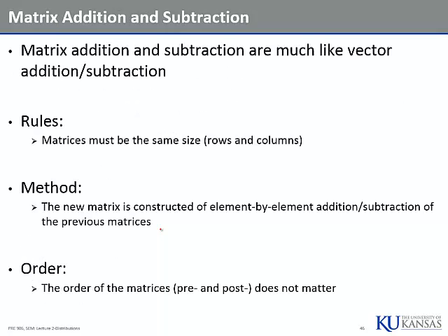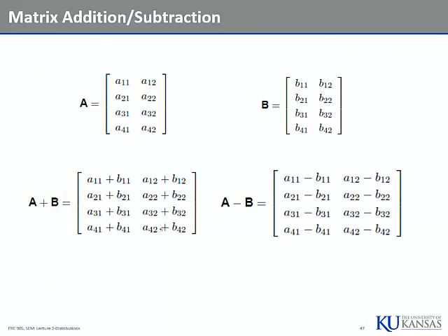Okay, starting with matrix addition and subtraction, you'll like this one. It works the same way as vector addition and subtraction. Matrices have to be the same size, with the same number of rows and the same number of columns, and when that happens, you just add each element together, or you subtract each element from each other. This is a quick little demonstration. Here's a matrix A. What's its size? How many rows?